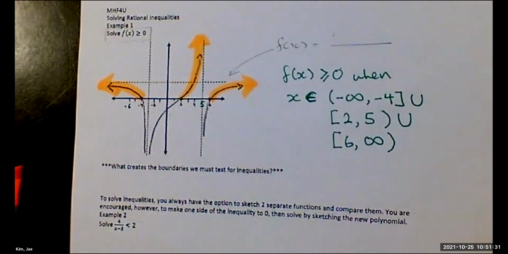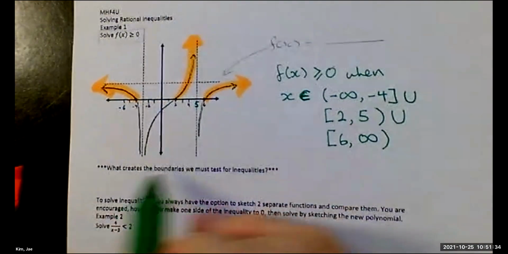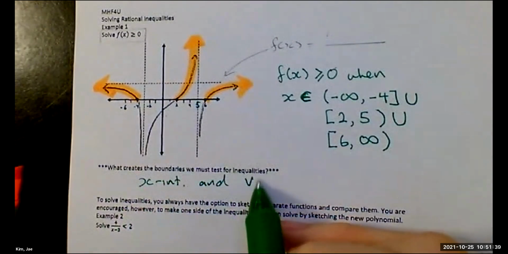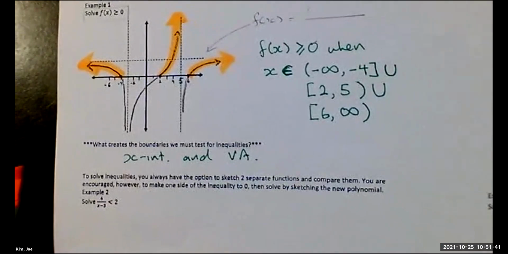Vertical asymptotes. What creates boundaries? X-intercepts and vertical asymptotes. Where else in our chapter 3 have we focused on x-intercepts and vertical asymptotes only? No, in chapter 3. Yeah. Maggie? The chart method.